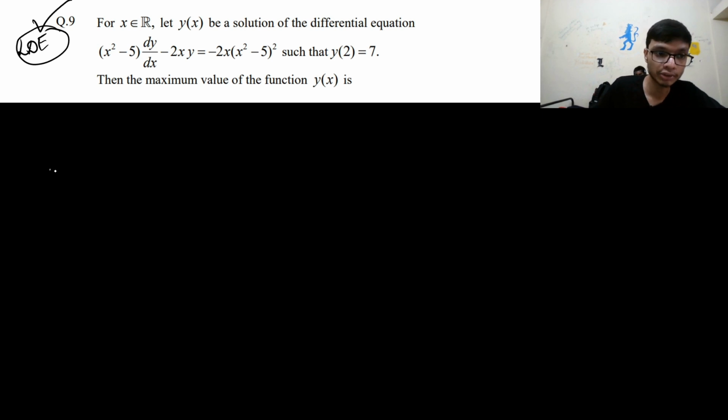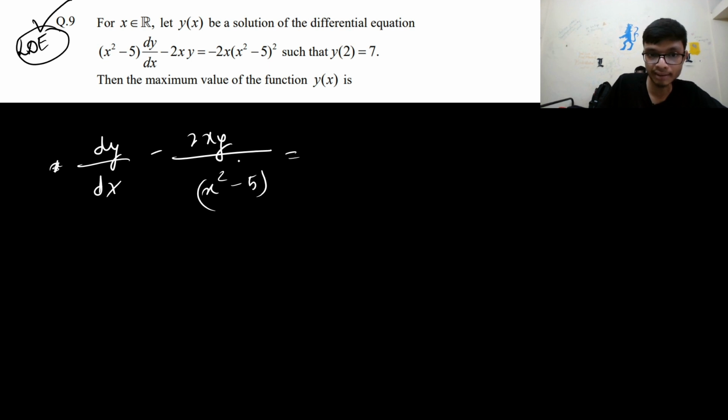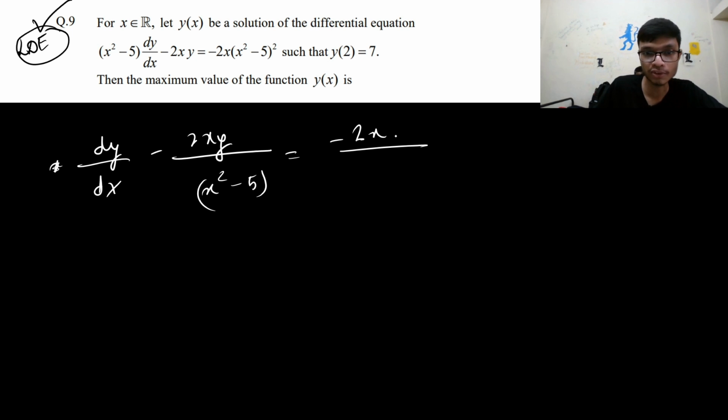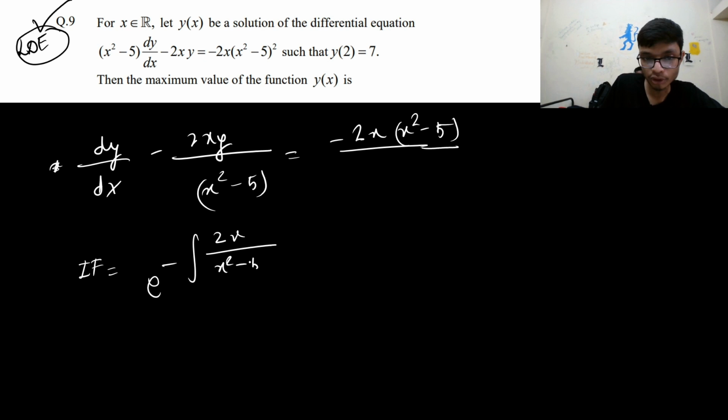This problem has a differential equation. If I solve it and put it in the simple format, dy by dx minus, I simply divide by x square minus 5. From this I will get something like minus 2x multiplied by x square minus 5, not divided, because of the square over here. From here the linear integrating factor is e raised to the power of the integral of minus 2x divided by x square minus 5 dx. This integration can be solved simply by substitution.